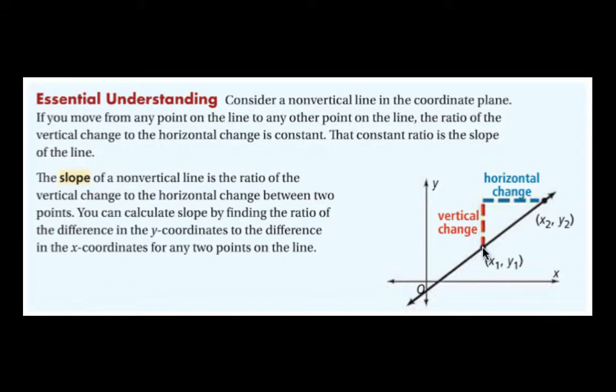So that's saying if you pick some random point here, some other random point here, and you calculate the vertical change and the horizontal change, that ratio is going to be constant, whether you use these 2 points or whether you pick some other point here. Okay, if you go vertical change over horizontal change, you're going to get the same ratio.